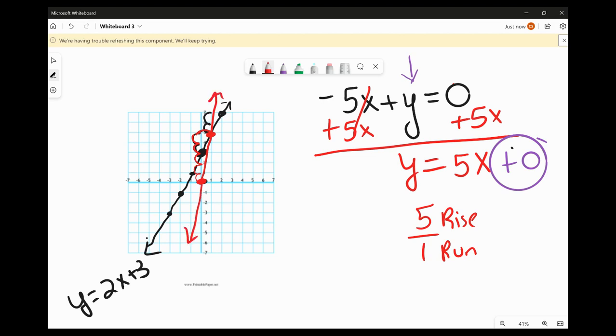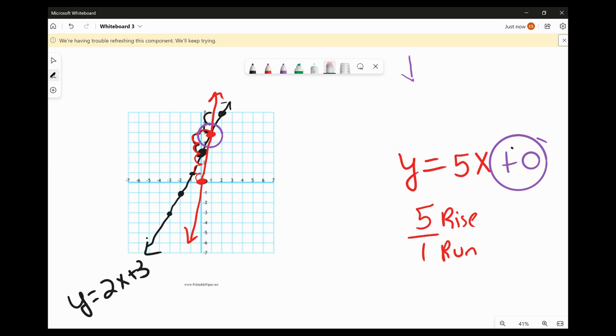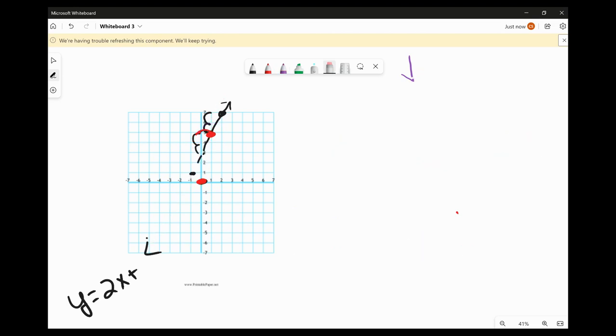That's where the two lines intersect, right here. So the coordinate pair would be 1, 5. That would be the solution to the system. It's where the two lines intersect. Now, I just want to show you one more thing. You may have something that looks like this.